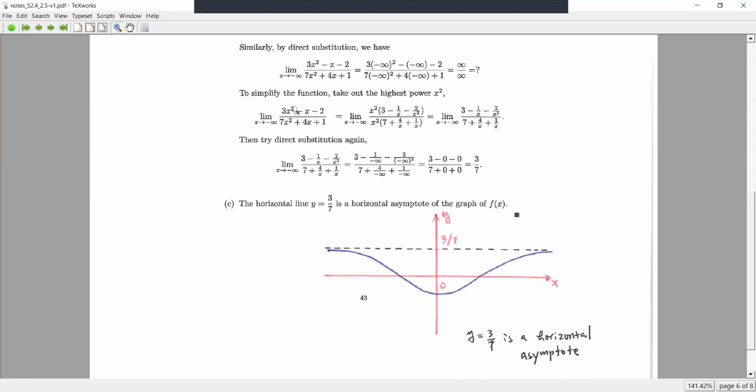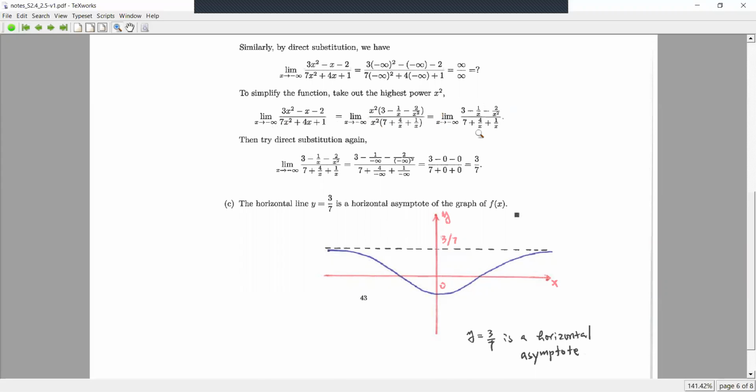Again, we take out the highest power from the numerator and from the denominator. The highest power in the numerator is x squared. We take x squared out. The highest power in the denominator is x squared. We take x squared out. Then we have this equation. Cancel x squared, then we have this equation.